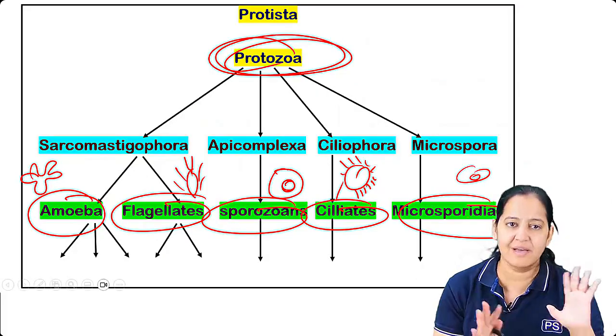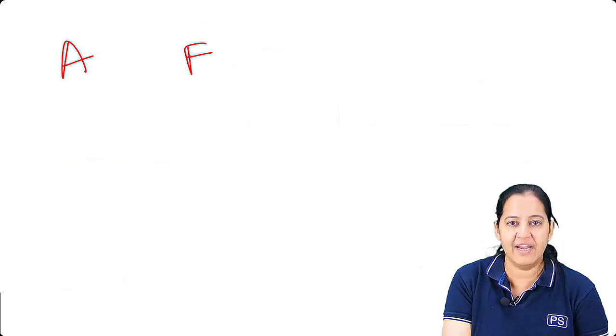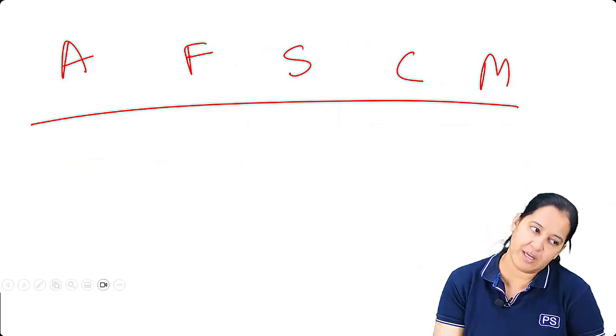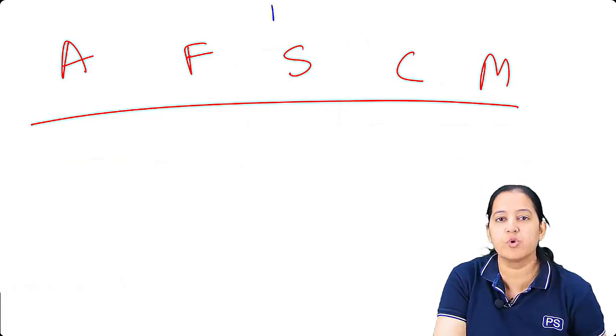So just learn the 5 categories. What are the 5 categories? Amoeba, flagellate, sporozoan, ciliate, microsporidium. If you want to make some mnemonic, you can. If you can't make one, just learn the names. These are the 5 categories of the protozoa.